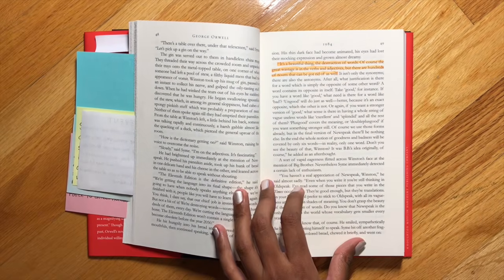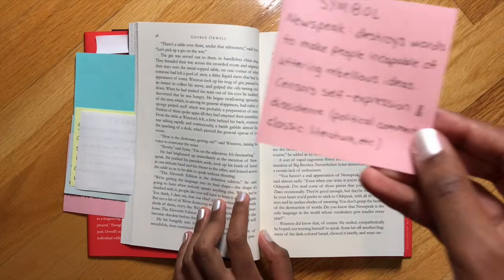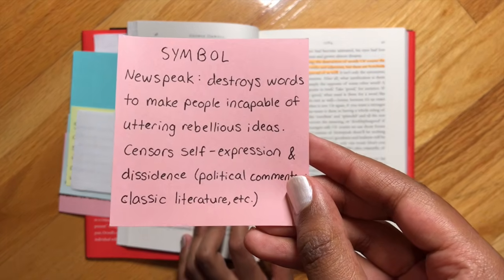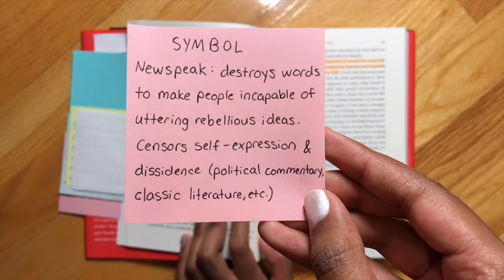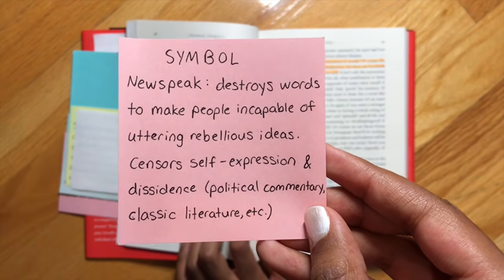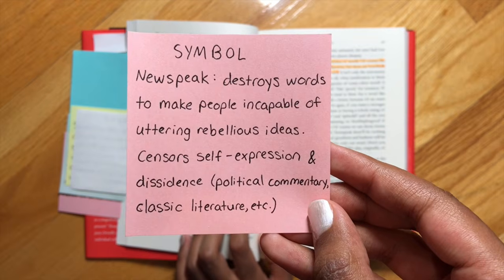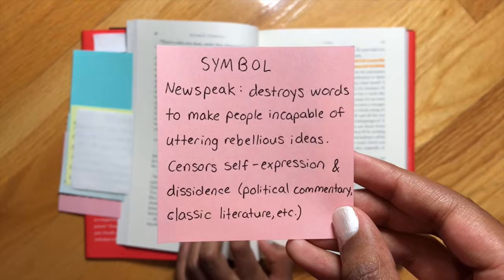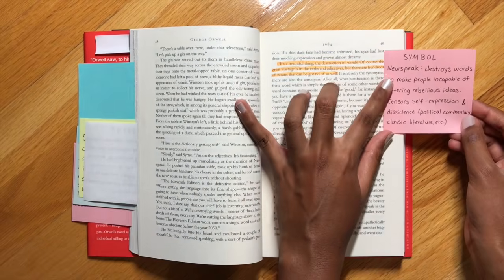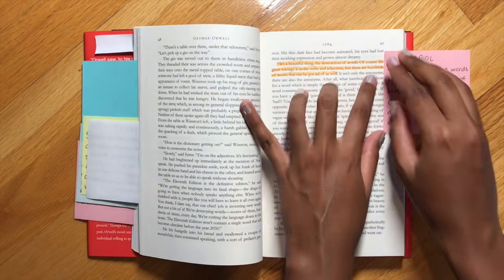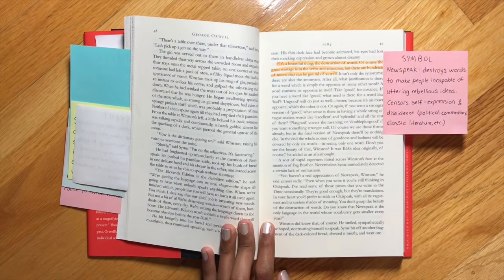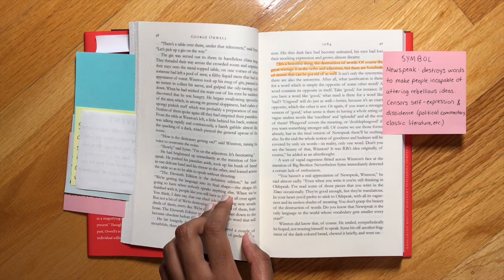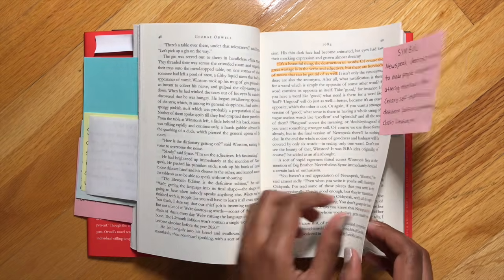In this next passage, we see an example of newspeak, which is this unique invention that the author talks about. So newspeak is a way of destroying words to make people incapable of uttering rebellious ideas. It censors self-expression and dissidence of any kind because this new form of language is eliminating central words that we often use to express ourselves, so it's limiting creativity.